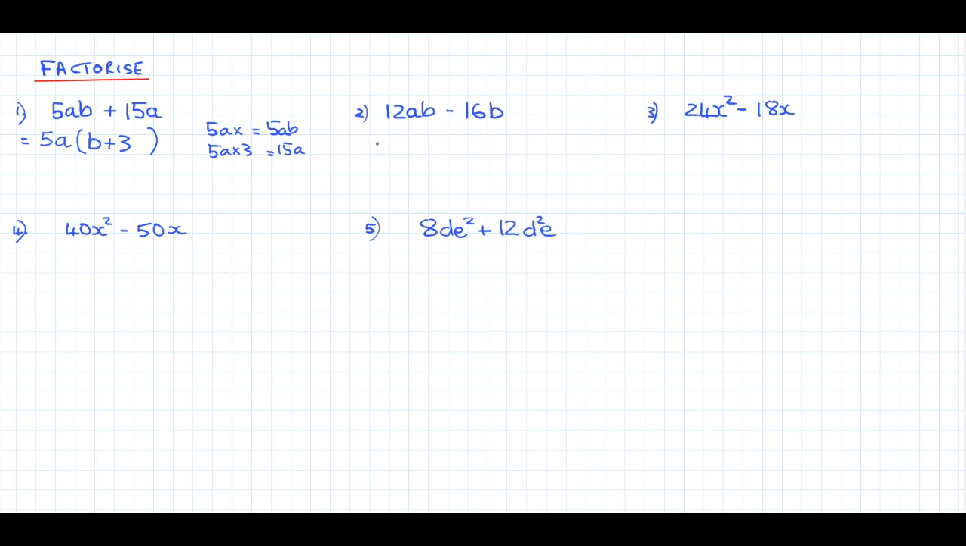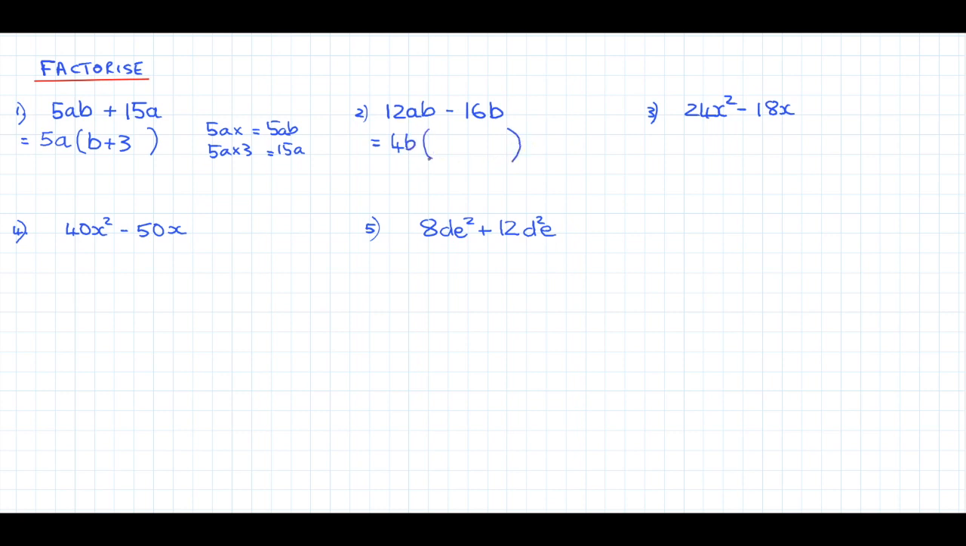Let's deal with the numbers first of all. If we are looking at 12 and 16, is there a number that divides into both 12 and 16? Well, while 2 divides into 12 and 16, it's not the highest common factor. So you would ask yourself, is there a bigger number that divides into 12 and into 16? And there is, it's 4. So if we deal with our numbers first, it would be 4. Now B is common to both, so 4B is the highest common factor.